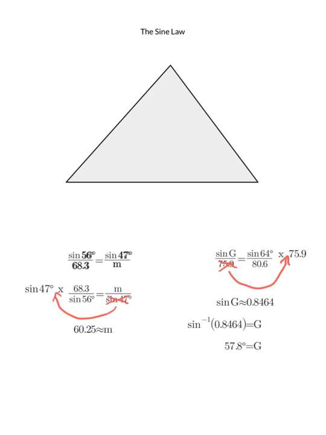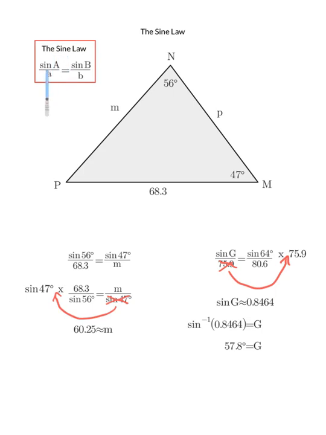All right, now teaching the sine law should be easy once we know that. So I'm actually just going to use the exact same numbers on this triangle. All right, let's look up here. The sine law says sine of A over A equals sine of B over B.